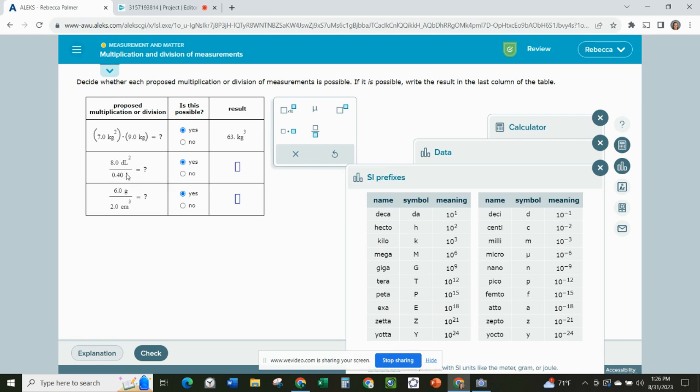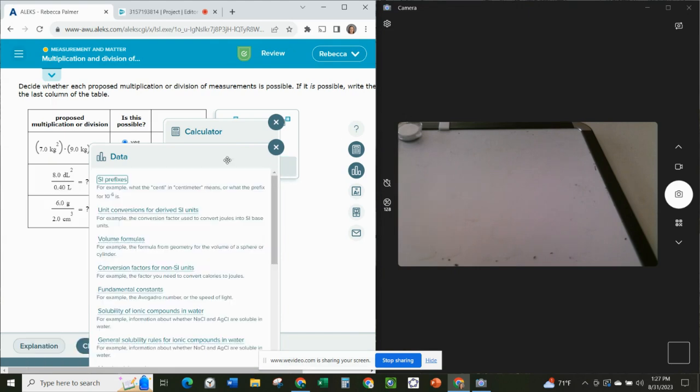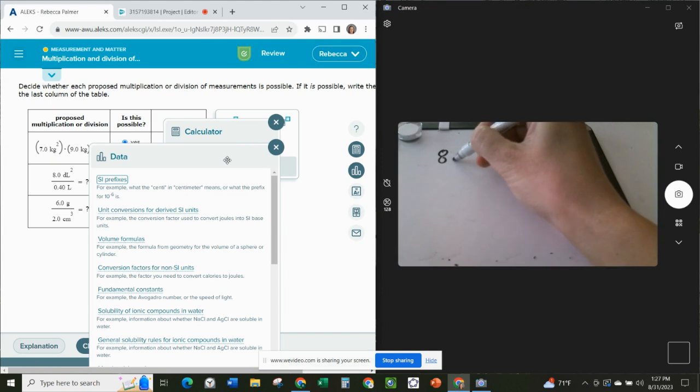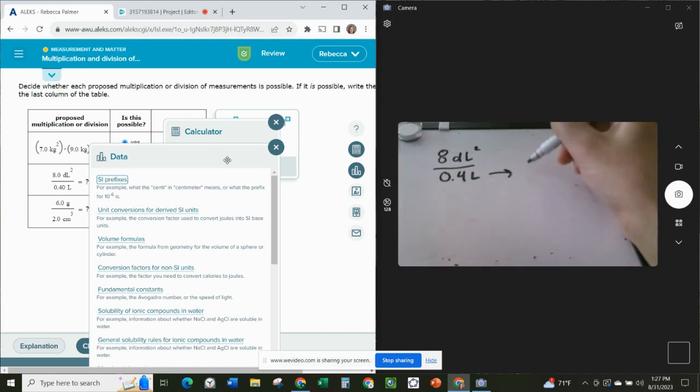So I'm going to convert this liters because it doesn't have a squared. I'm going to pick the one that's not squared or cubed. I need to convert liters to deciliters. So I'm going to say, let me pull up my whiteboard. If I have, so I have this, I have 8 deciliters squared over 0.4 liters. I'm going to convert this to deciliters.